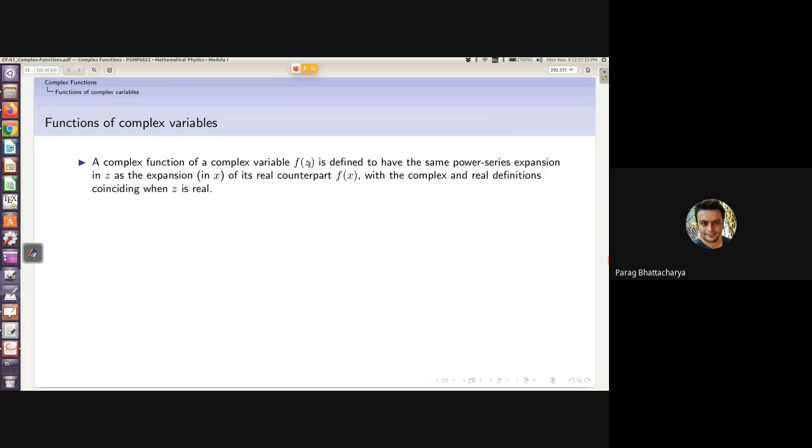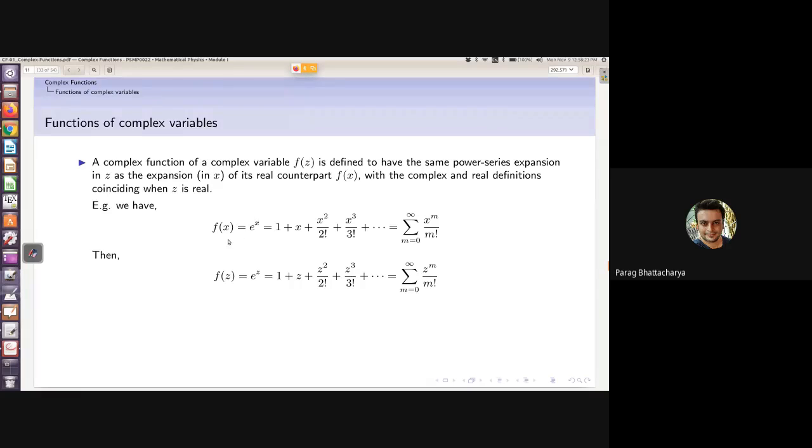A complex function of a complex variable is defined to have the same power series expansion in z as the real function. Suppose I have a real function f of x, and this function has a power series expansion. Then a complex function will have the same power series expansion where x is replaced with z. In this case the real and the complex definitions will coincide when z is real.